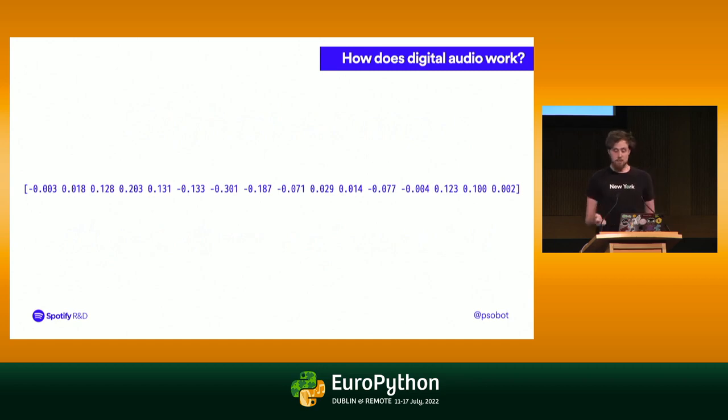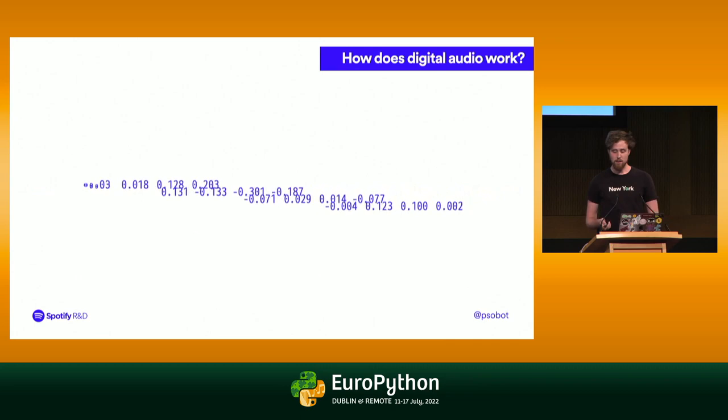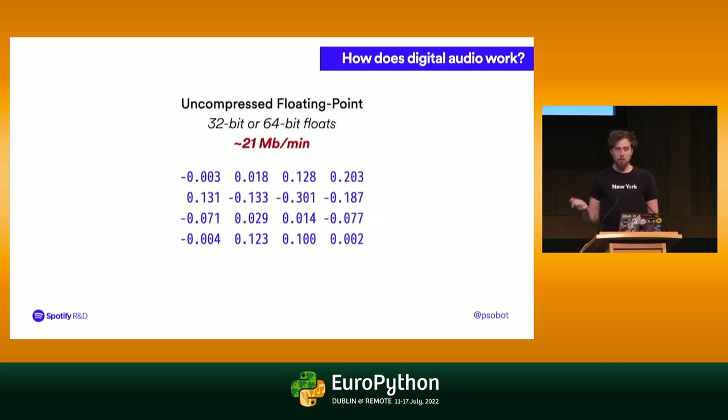So if this is how digital audio works, let's take a look at how we might store this in different ways. Let's zoom out a little bit again here. So what we're looking at here is called uncompressed floating point data. It's 32-bit or 64-bit floats. And this is pretty heavy. It's about 21 megabytes per minute of audio. That's a lot of data. If we had to store all that for every single song that you listen to, that would be, well, really expensive. It would take a long time to download, and so on.